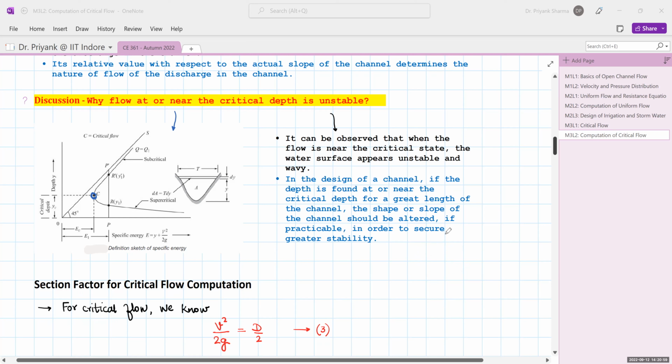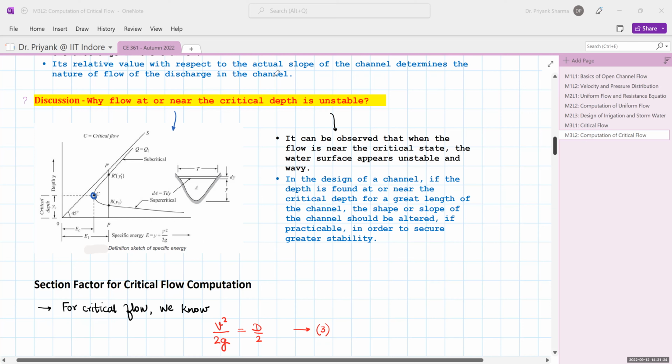So we should always try to avoid in practice adopting a depth near to the critical depth, because the flow is very unstable and wavy, and such conditions should be avoided, and we should go for conditions that give us greater stability. So critical depth is an unstable condition, and we should avoid the channel design which has a depth near the critical depth.